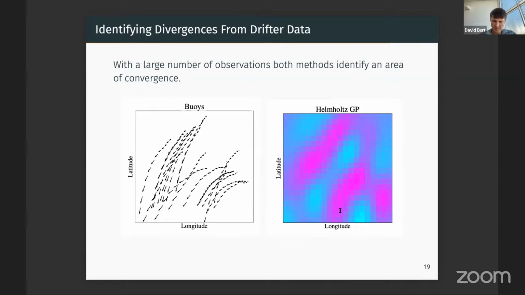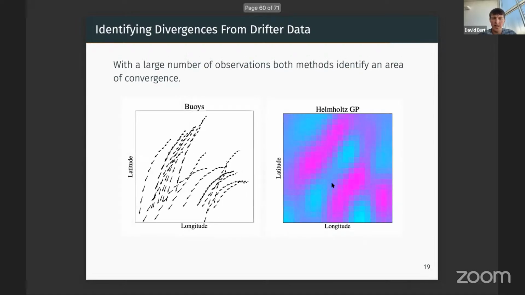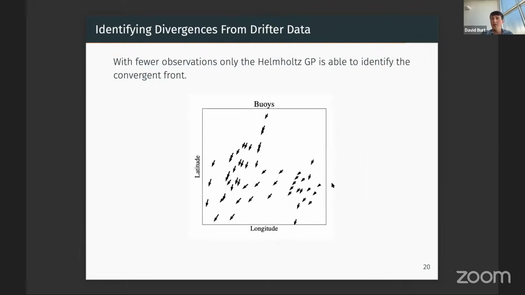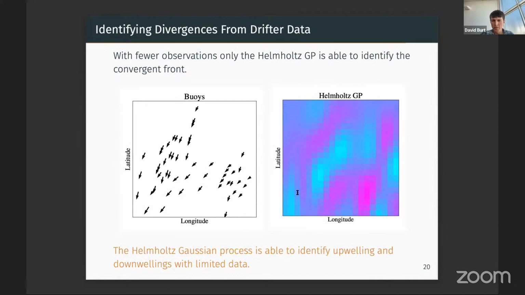With this data, we don't have access to ground truth. So this is kind of the closest to ground truth we have, is that these two models roughly agree on the large data. We then consider a downsampled version of the same problem. So we have fewer observations over the same region. And what we see is that the Helmholtz GP is still able to identify this convergent front, but the velocity GP predicts no divergence in the region. So we don't see really any area of convergence here or areas of divergence from before. And the Helmholtz GP looks fairly similar, although maybe not quite as good as when we trained on the larger data set.